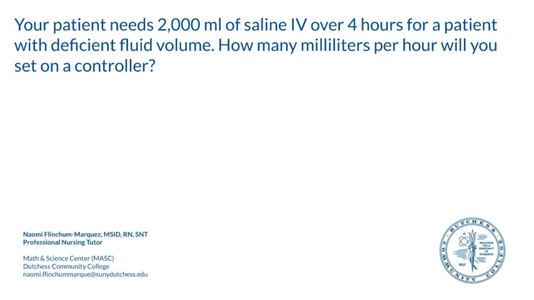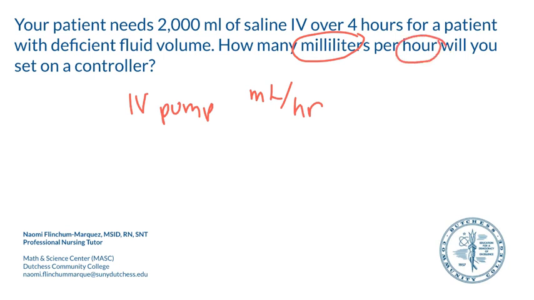Here's an IV question. Your patient needs 2,000 milliliters of saline over 4 hours for a patient with deficient fluid volume. How many milliliters per hour will you set on a controller? So this one's pretty easy. It's nothing too crazy. If someone's asking you an IV question and it's on a pump, typically your answer is going to be in milliliters per hour, almost always. And that's what it's asking us, milliliters per hour. It's also making the question pretty easy because it's giving us milliliters per hour.